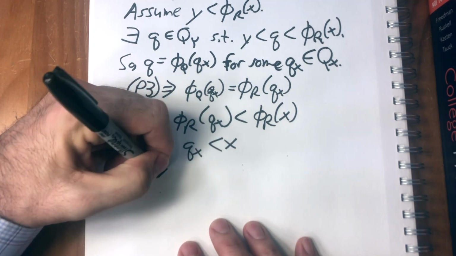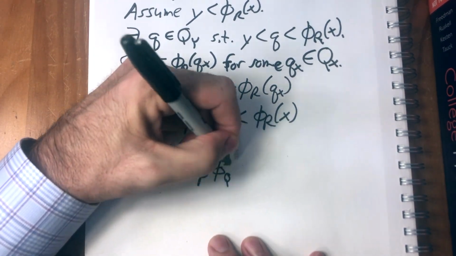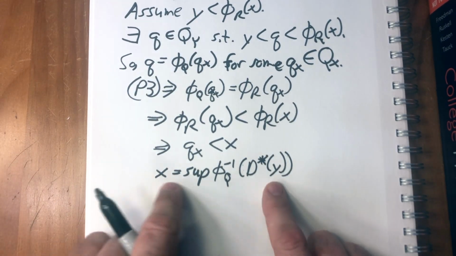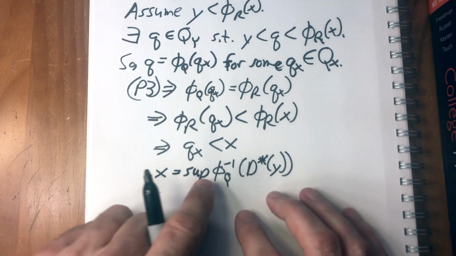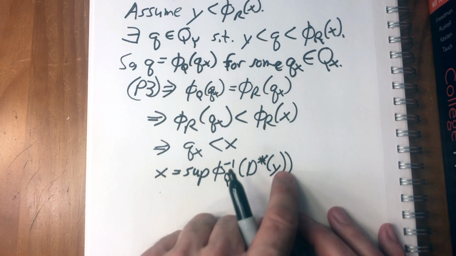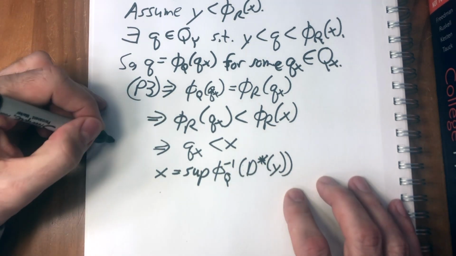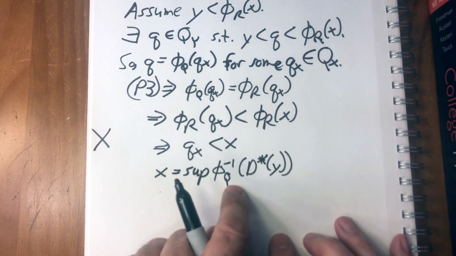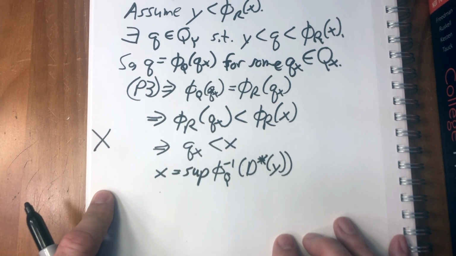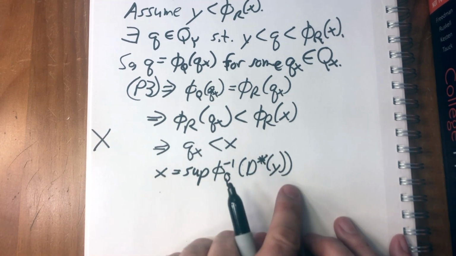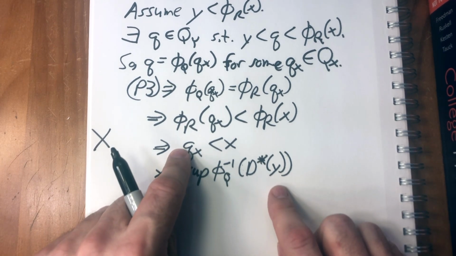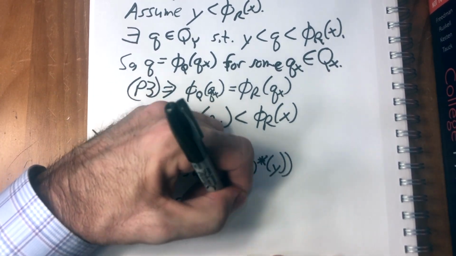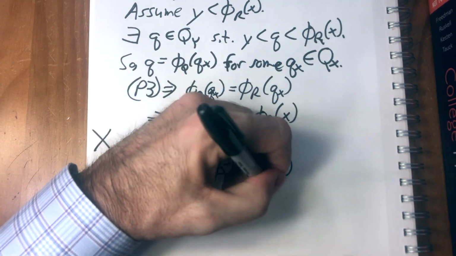Now, the thing is, x is the least upper bound of the inverse of d star y. This is how we defined x, as the least upper bound of this set. So remember, all of this is in X. X is in capital X. Qx is in capital X. This whole set is in capital X, because the inverse of phi q sends everything in y to elements of x. So if x is the least upper bound of this set, that means that qx has to be an element of this. So therefore qx is an element of phi q inverse d star y.